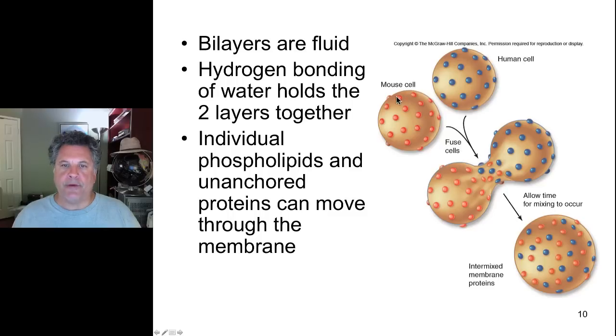membrane. And for example, you can label proteins on a mouse cell and a human cell, and using polyethylene glycol, you can cause those cells to fuse. And then you can watch and see what happens to the proteins in the hybrid cell. And what you find is that they become intermixed due to the fluid mosaic nature of the membrane. The proteins are floating around in the membrane surface and freely mixing.